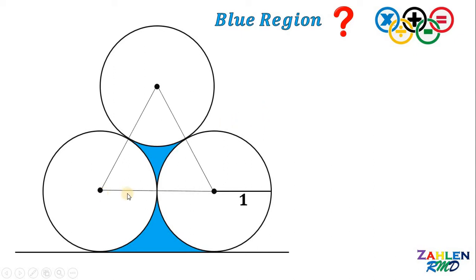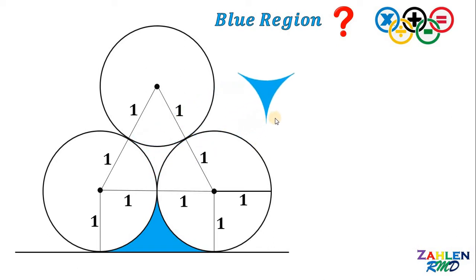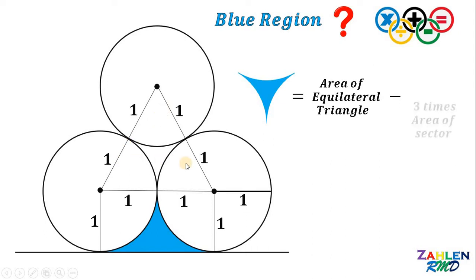And then, from the centers of these two bottom circles, let's draw a radius directly to the point of tangency, like this. And since all of these circles are congruent, it follows that all of its radius must be equal to 1. And now, take a look at this figure. To find the area of the shape, what we're going to do is to get the area of this equilateral triangle and then subtract 3 times the area of this sector.